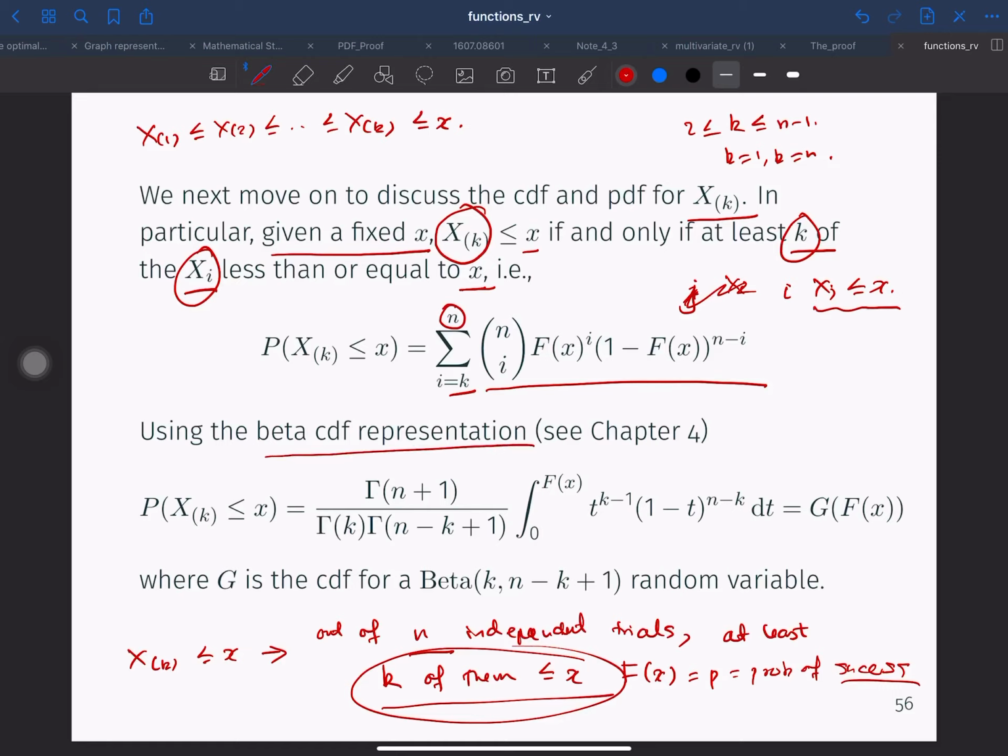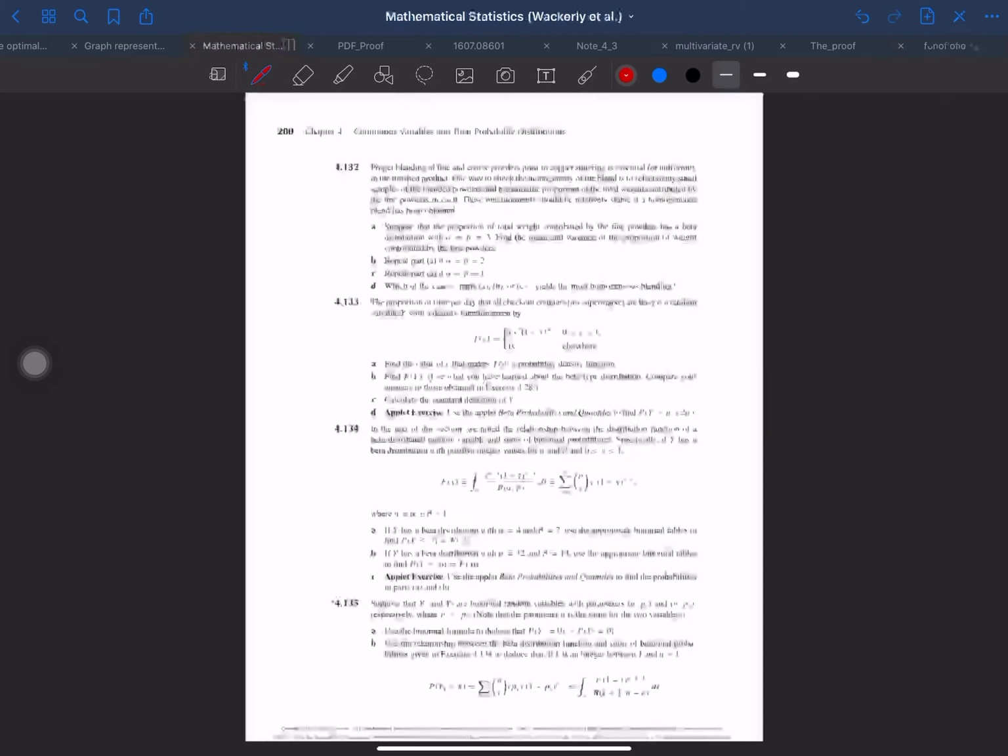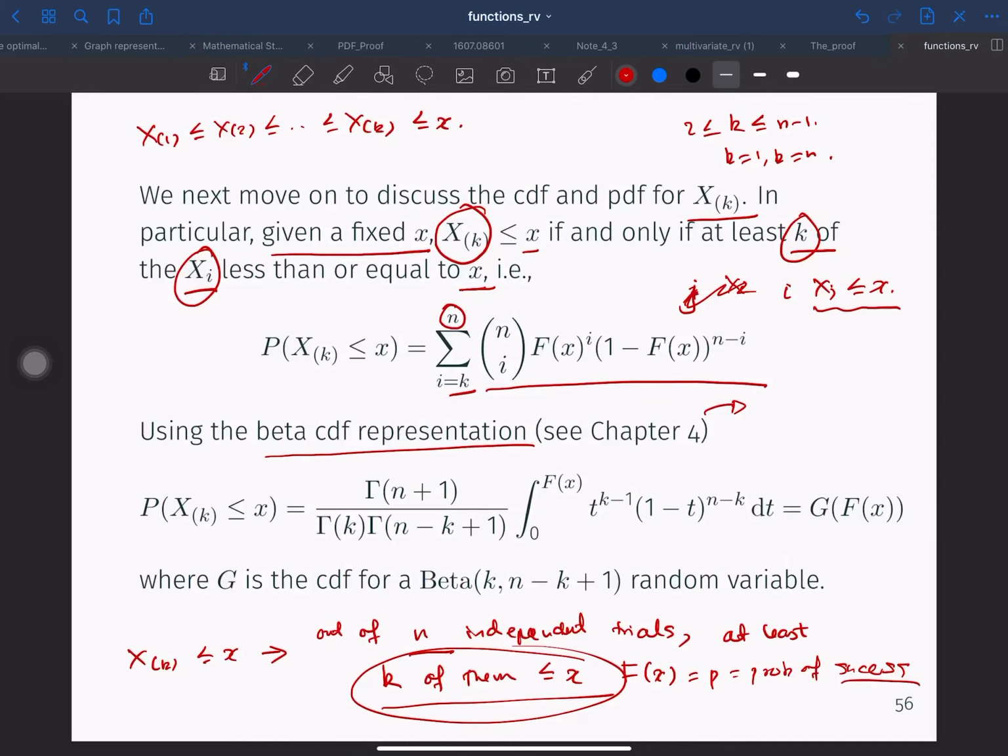representation. So chapter 4, I think that is maybe problem 4.93, but I don't remember. So let's go back and check here. That is problem 4.134. Yep. Okay, I have it right here. Lucky me. So this is problem 4.134. So using the beta CDF representation, I can write it as this beta CDF.